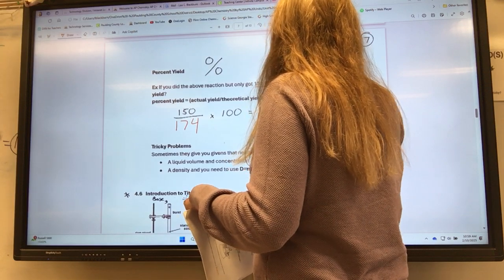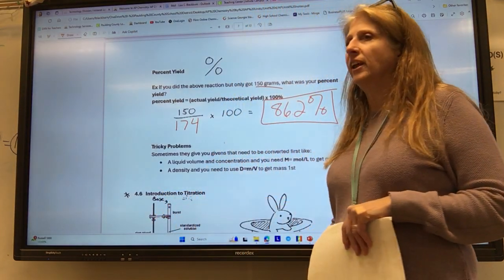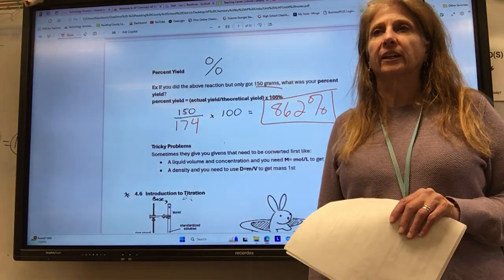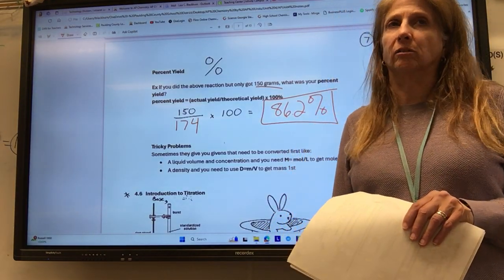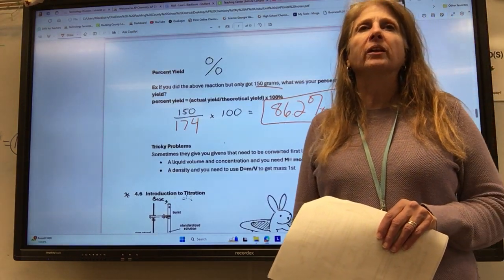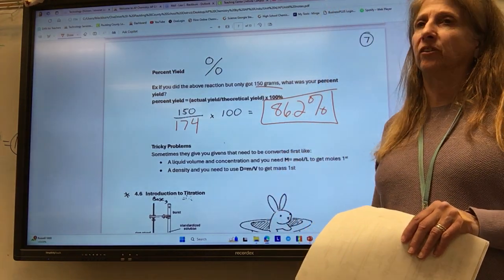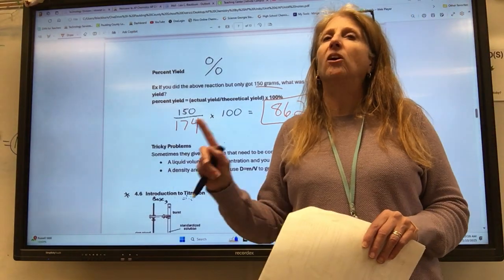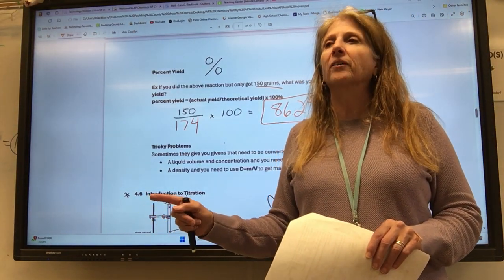So then what the AP test is going to ask you next is, why do you think you only got 86%? And you have to say, I left some in my beaker, or I spilled some on the floor, or this is a weak acid, so it doesn't disassociate completely. So therefore it didn't all react. Do you see what they're going to do here?